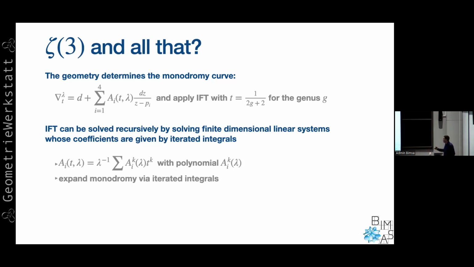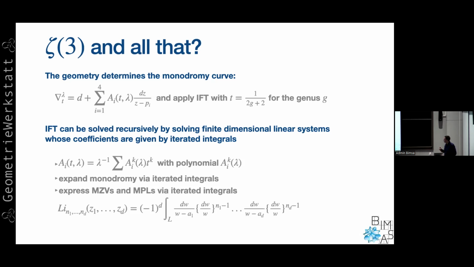Okay, so we expand the monodromy in terms of iterated integrals. We express the multiple zeta values in terms of iterated integrals, a thing which was first done by Kontsevich. And we put it all together, and we are able in the end to express areas in these theta functions. Okay, so that's everything I want to say about these minimal surfaces here.